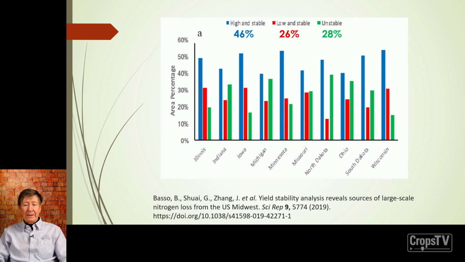That stress will impact and ultimately reduce yields of those areas. So this study was done looking at the percent of the areas that had high and consistent yields year to year, areas in fields that were sometimes high and sometimes low, in other words, they experienced stress some years and not others, and then areas that were consistently low. In this research, they found that roughly 26% of the area had low and stable yields.